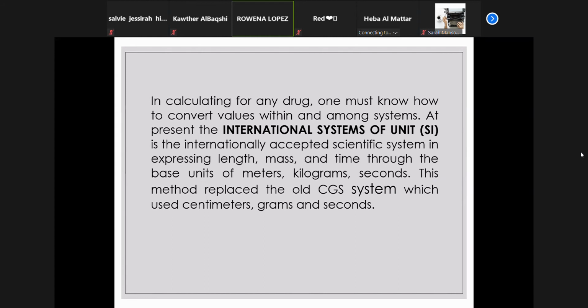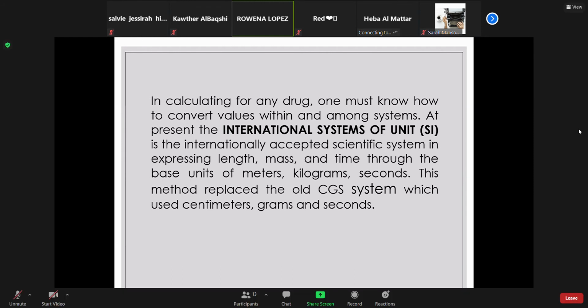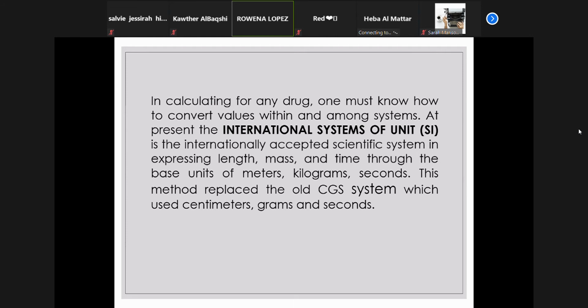In calculating for any drug, one must know how to convert values within and among systems. At present, the International System of Units, or SI, is the internationally accepted scientific system in expressing length, mass, and time, through the base units of meters, kilograms, and seconds. This method replaced the old CGS system, which used centimeters, grams, and seconds. So we are now usually using the International System of Units. Before, for example, we were using the CC. Now it's actually ML. We are using the ML. It is the International System of Units.